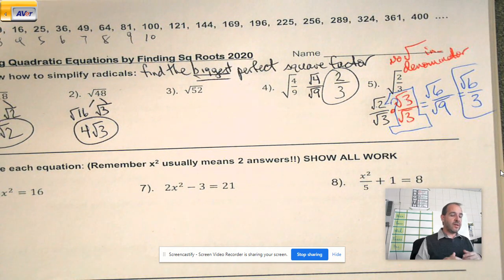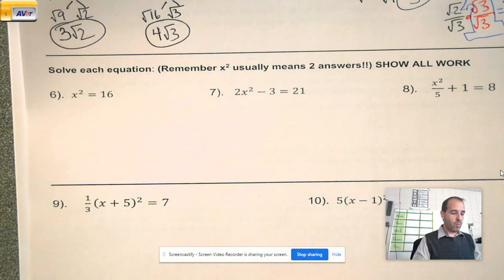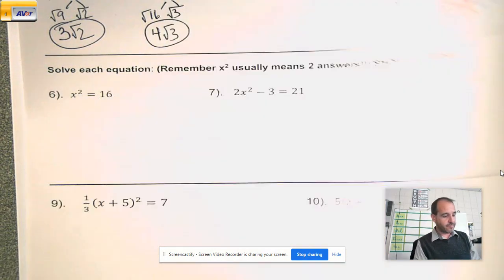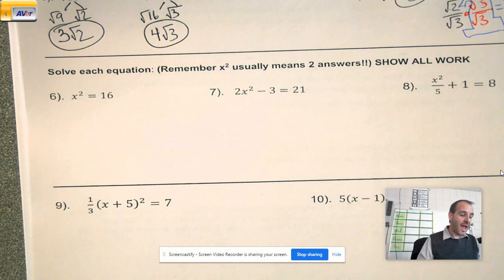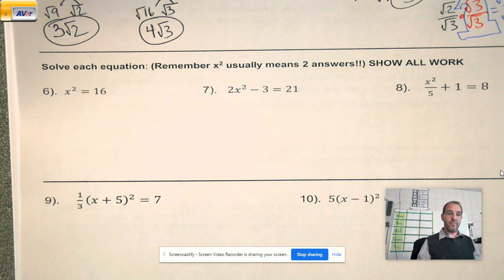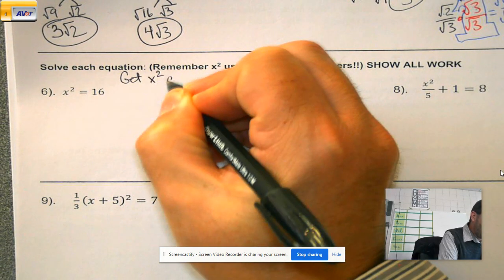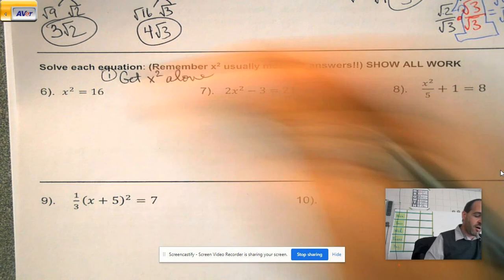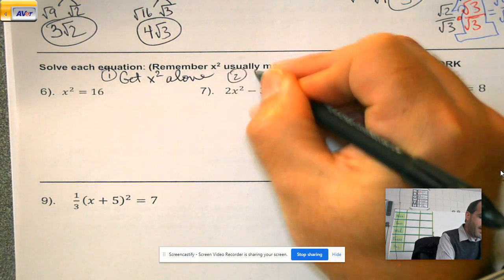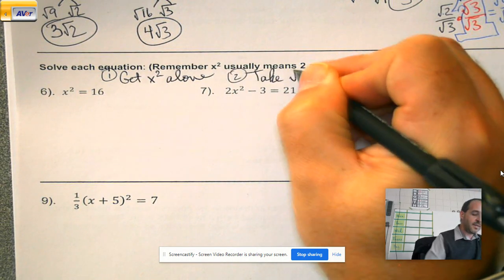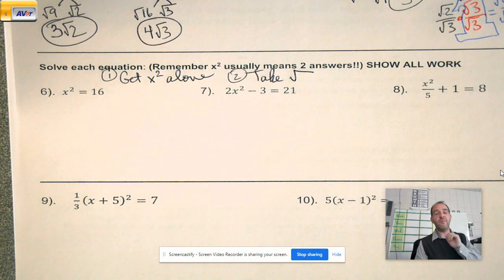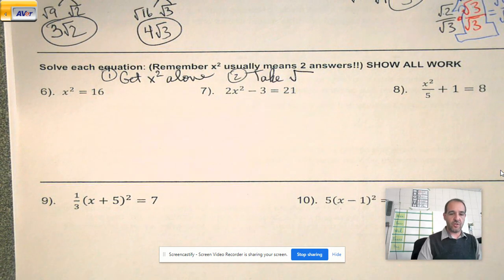So what we're going to do now is we're going to be getting to a point where we're using a square root to find the answer of things, which is why we just chatted about that for a minute. So we're going to solve the equations. And then here, x squared typically means there's going to be 2 answers. So get x squared alone is my first job here. Then take the square root. Don't take the square root before then. You got to have x squared totally alone first.